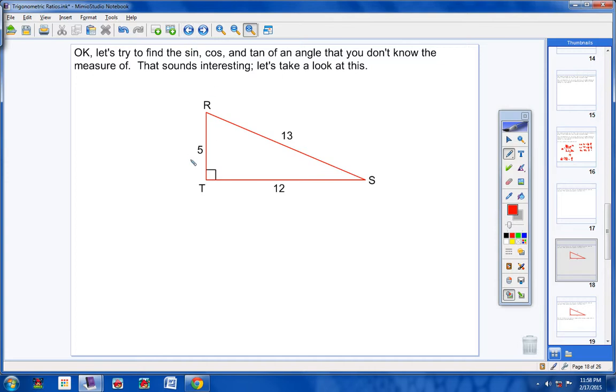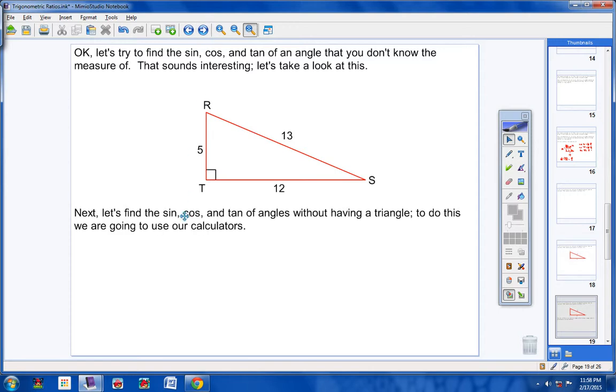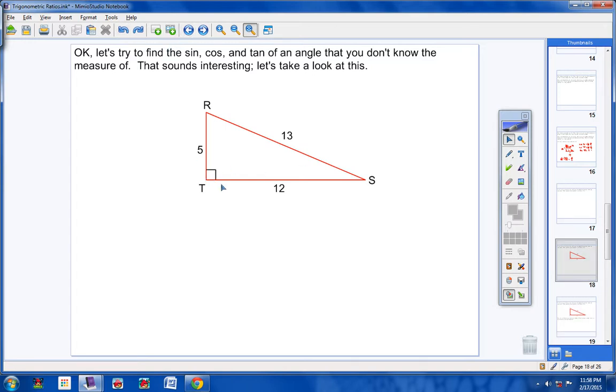Alright? So I've got a right triangle, triangle TRS. Copy that in your notes, please. Right angle's T. This angle up here is R. This angle's S. And the lengths are 5, 12, and 13. Copy this down in your notes, please. Next, we're going to find the sine, cosine, and tangent. Oh, my bad. I'm getting ahead of myself. There we go. So go ahead and copy this down, please.